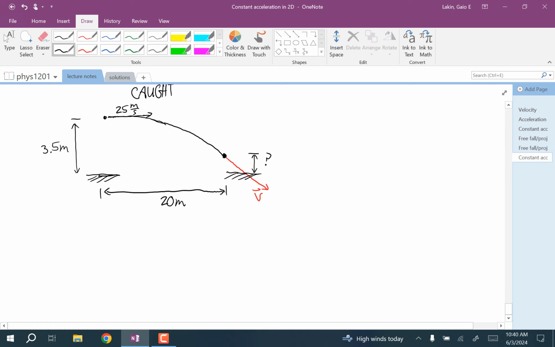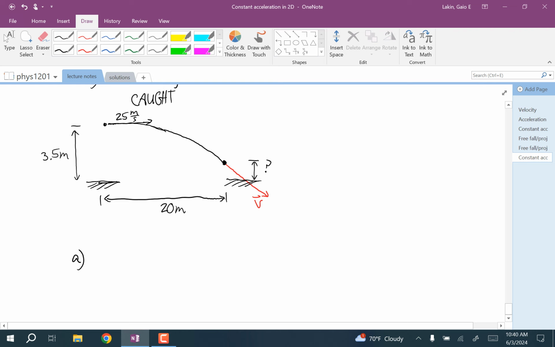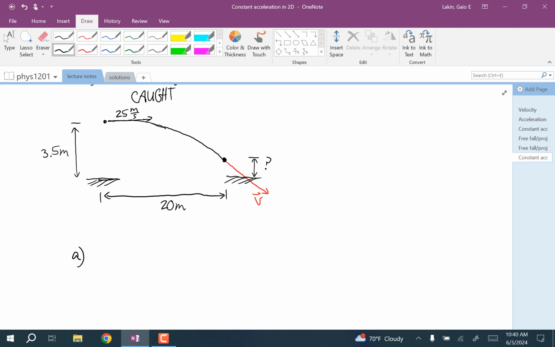Okay, so for part A, this time, I think it's probably more common that in order to calculate the time of flight, you first use the vertical problem and calculate the time and then plug it into the horizontal. But in this case, what we know is actually a horizontal distance. So we're going to start with horizontal, find the time from that, and then plug that into the vertical equations. So I'll start with the horizontal.